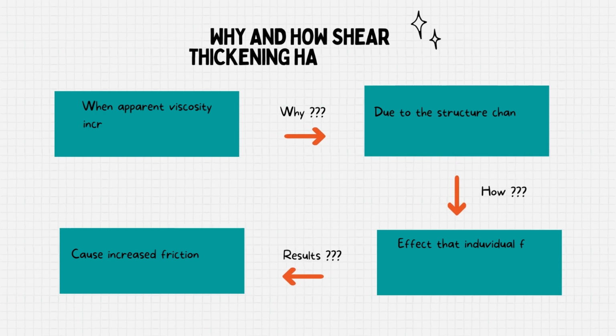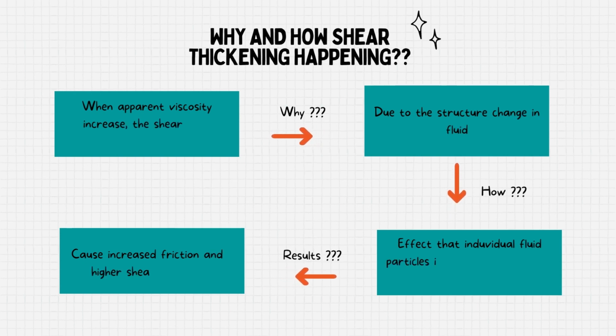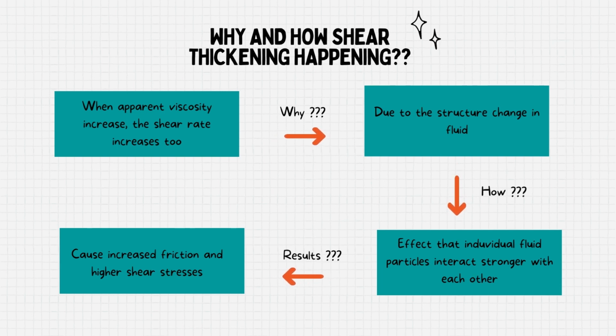Why and how does shear thickening happen? Shear thickening happens when the apparent viscosity increases as the shear rate increases too. Why? Because of a structure change in the fluid. And how? Effectively, individual fluid particles interact more strongly with each other and cause increased friction and higher shear stresses.